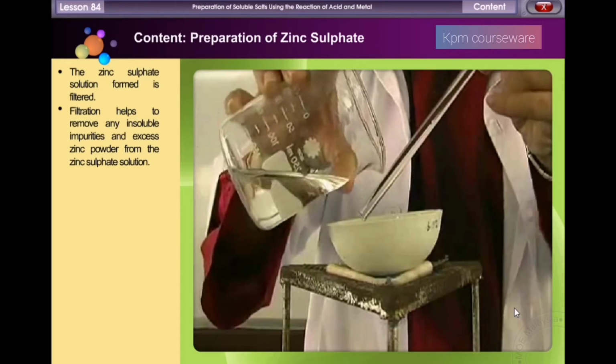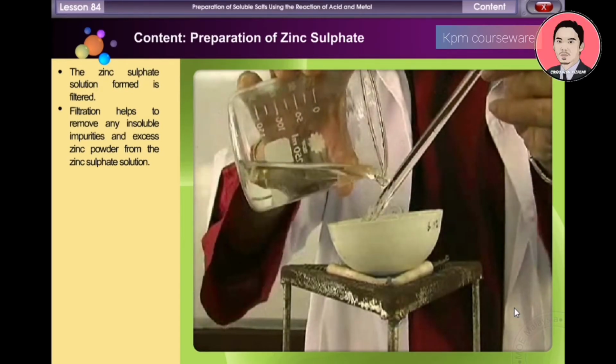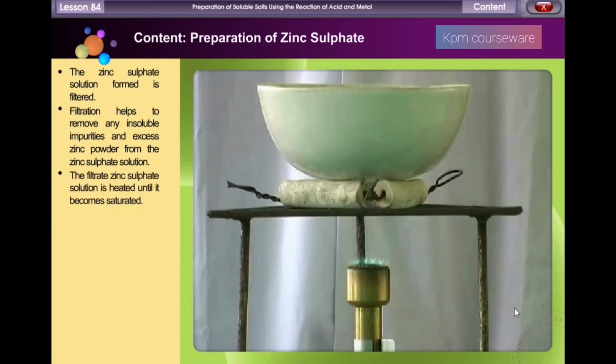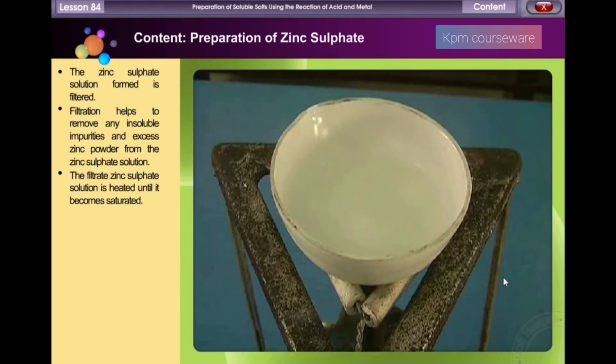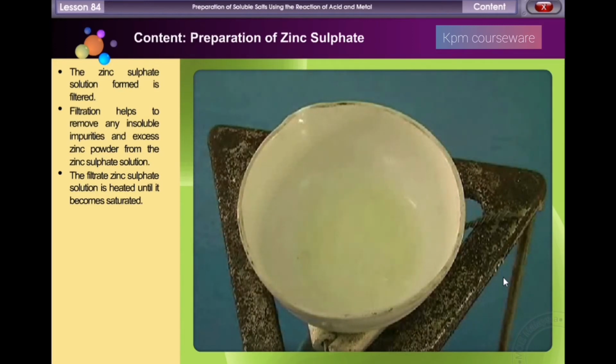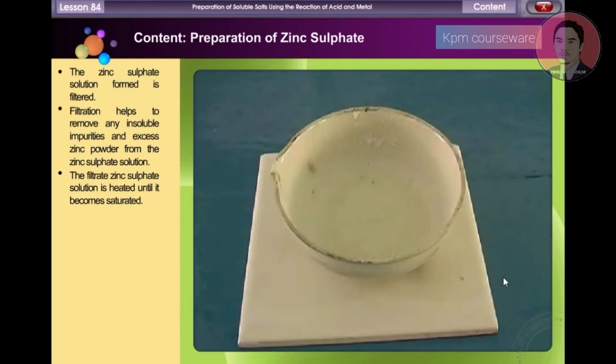The filtrate zinc sulfate solution is poured into an evaporating dish. It is then heated gently over a Bunsen burner until it is 1/3 of its original volume. This is to make the solution saturated. Leave it to cool at room temperature.